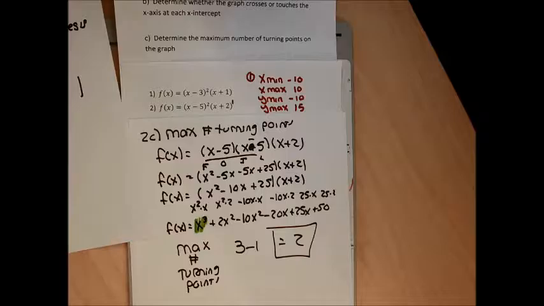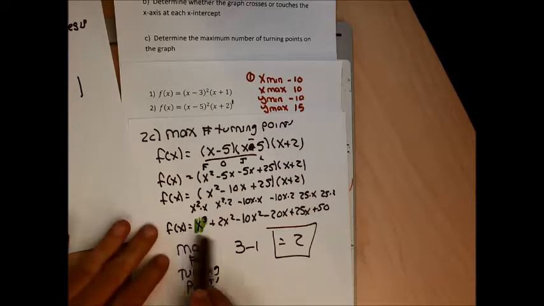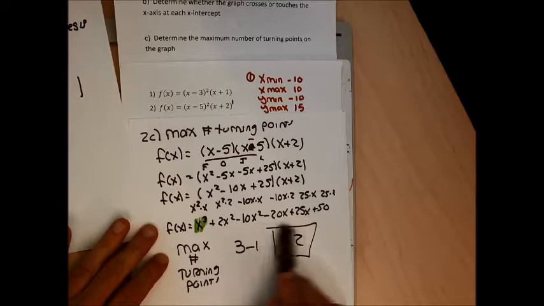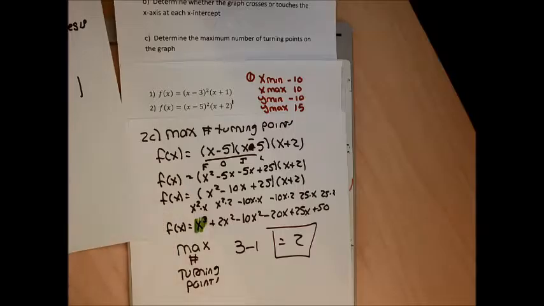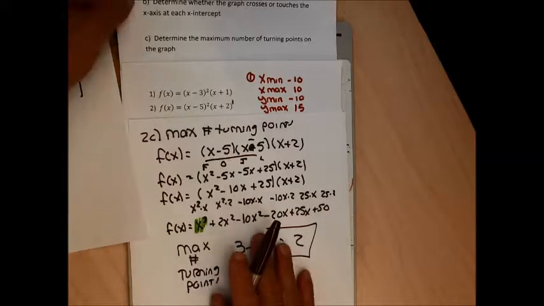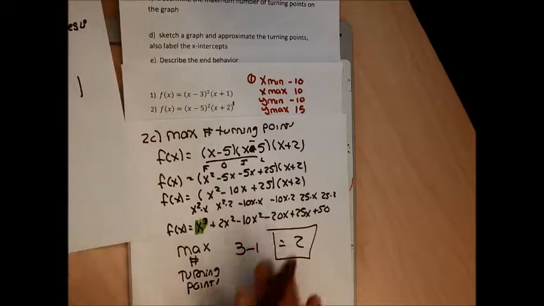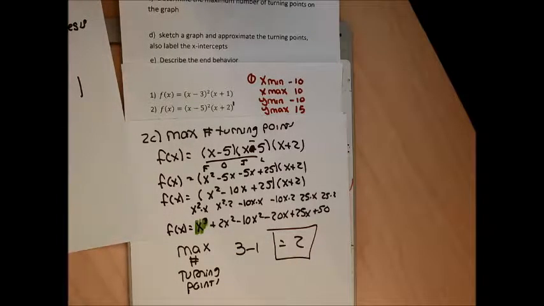So this was woefully inefficient. The slick way to figure out the maximum number of turning points is to do a lot less multiplication. I'll show you in the next problem how I can get an answer to this question without doing so much multiplication, but I'll save that for the next problem. Done with part C.